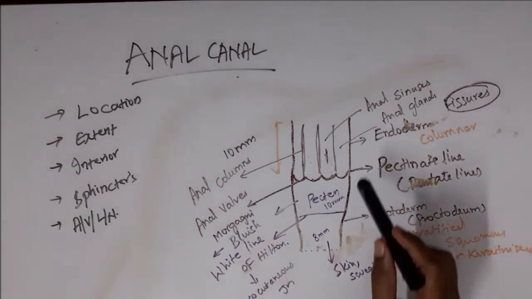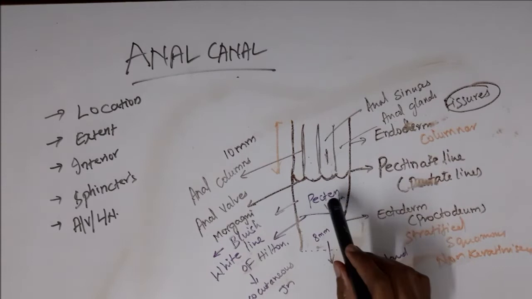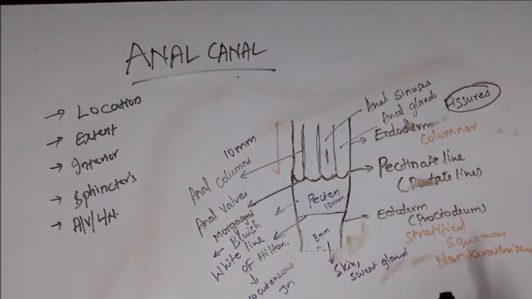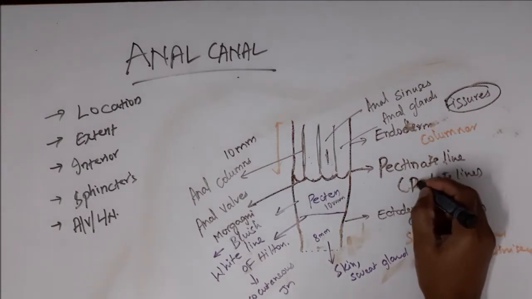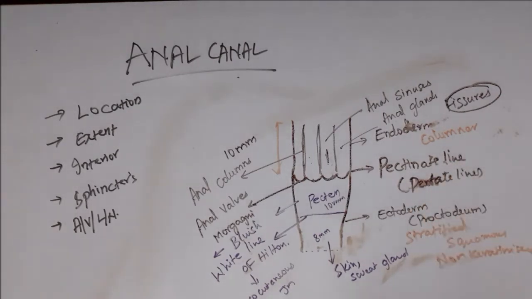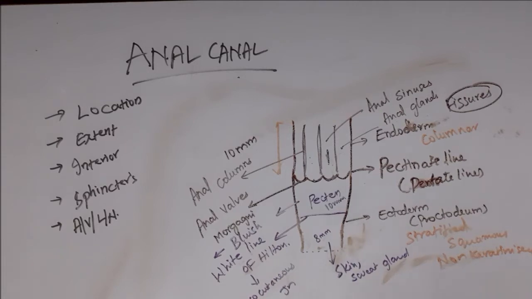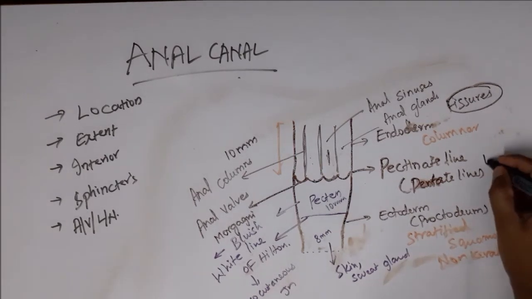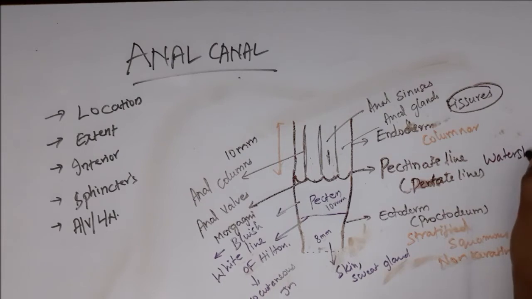You are dividing that into upper part and lower part by a line called the pectinate line or dentate line. The other demarcation of the pectinate line is that the region above it is derived from endoderm, and the region below it is derived from ectoderm. So based on that you have different arterial supply for the upper part and different arterial supply for the lower part. This pectinate line is also called a watershed line.